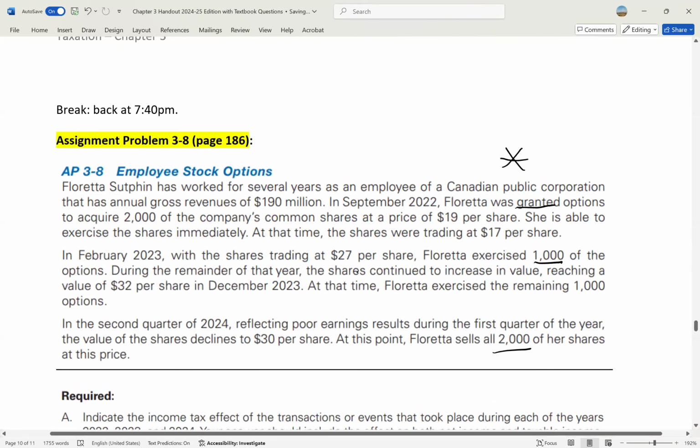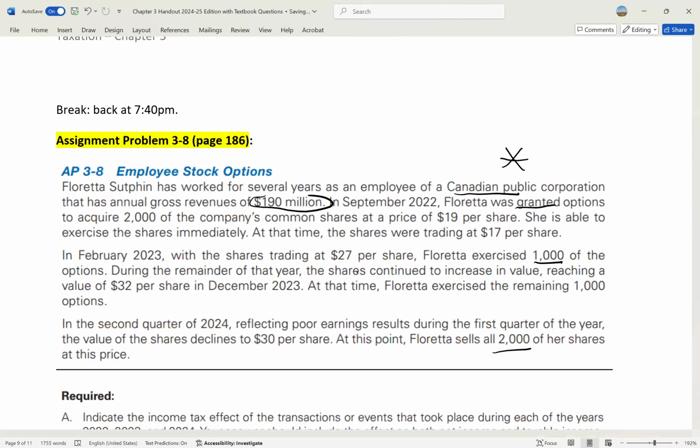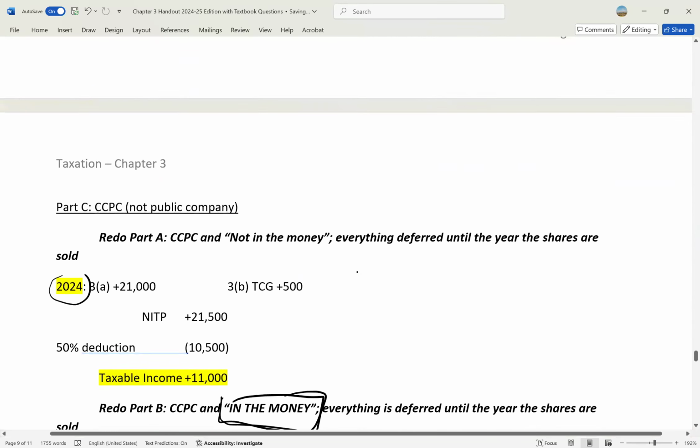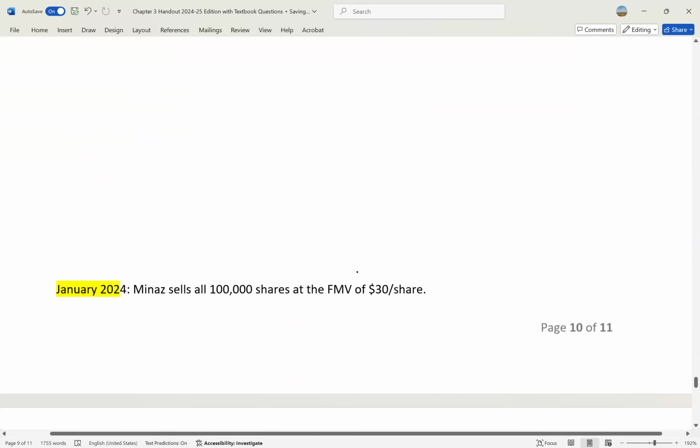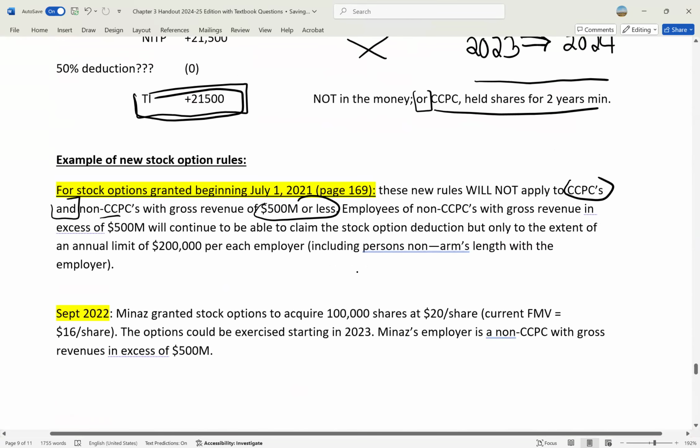And if we look at the question that we just did, it said that this company had gross revenues of 190 million. So that was relevant in that these new rules will not apply to this company. These new rules will not apply if your gross revenue is 500 million or less. So 190 million, they were below the threshold, so these new rules do not apply.